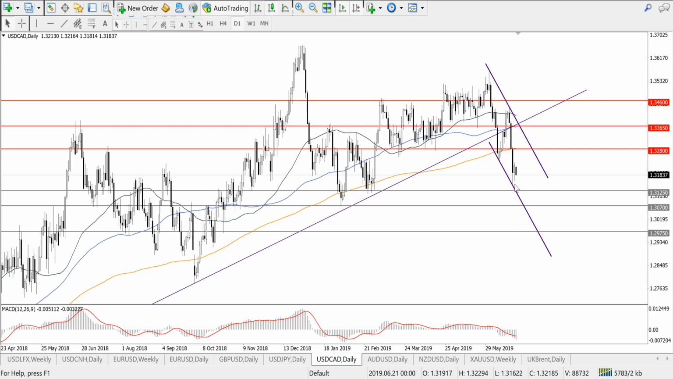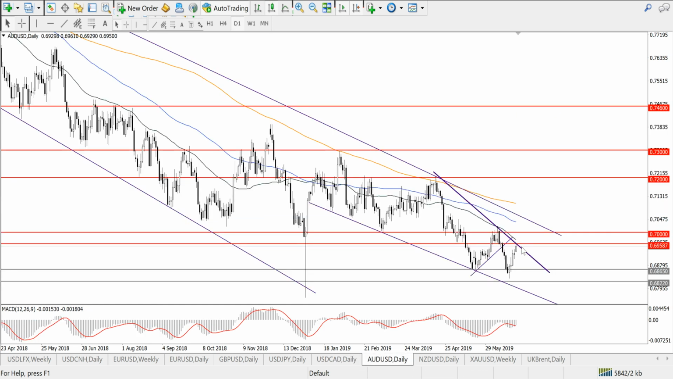US dollar Canadian dollar found some support in the area of 1.3150. Any attempts of the pair to recover will likely meet substantial resistance. On the chart, it is the levels of 1.3280 and 1.3365. So we think that the Canadian dollar, supported by the increase in oil, will pull the pair down towards 1.3125 and 1.3070.